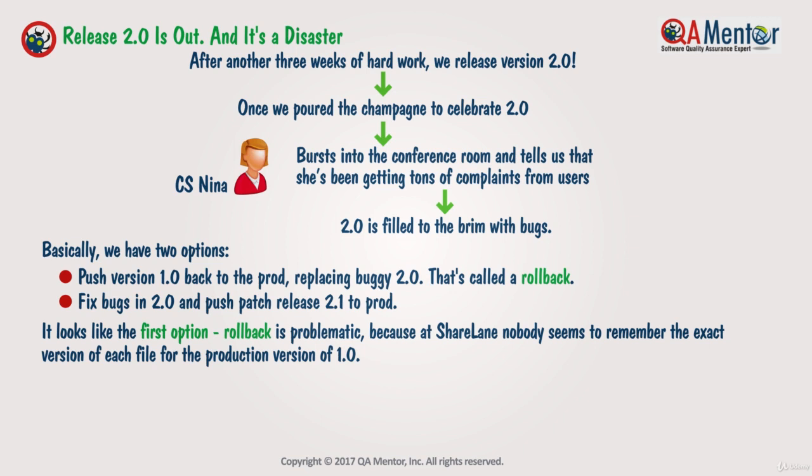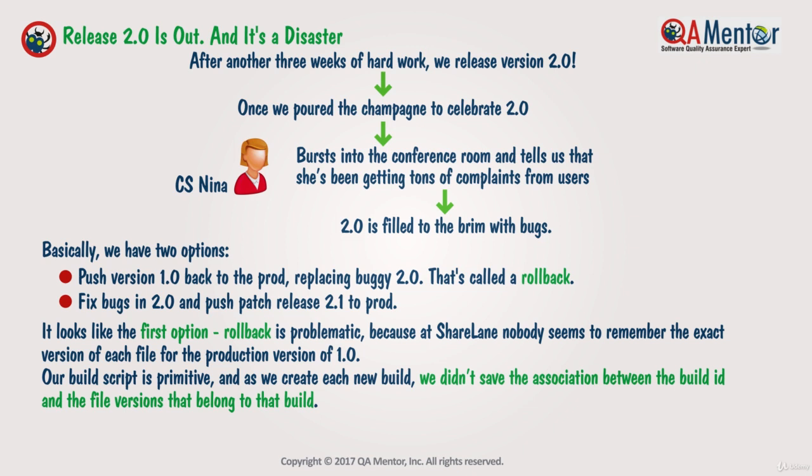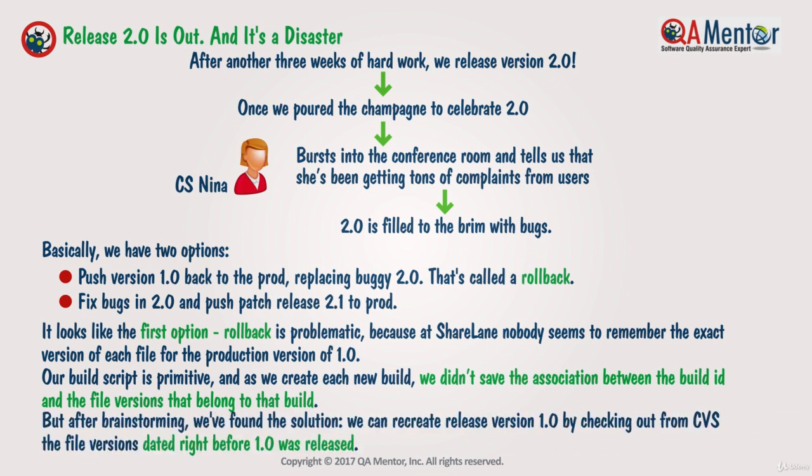It looks like the first option, rollback, is problematic because at ShareLane, nobody seems to remember the exact version of each file for the production version of 1.0. Our build script is primitive, and as we create each new build, we didn't save the association between the build ID and the file versions that belong to that build. But after brainstorming, we found the solution. We can recreate release version 1.0 by checking out from CVS the file versions dated right before 1.0 was released.